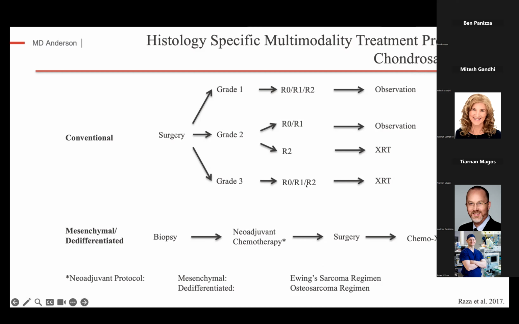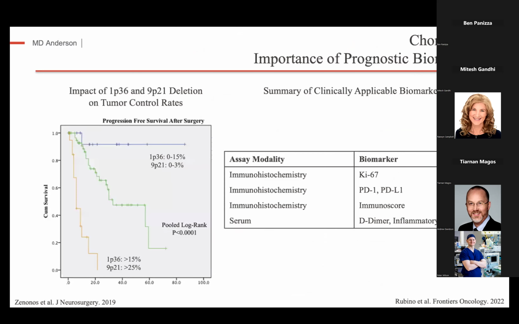And then with the grade 3 chondrosarcomas, regardless of extent of resection, the data shows that adding on postoperative radiation therapy is key. And with the mesenchymal and dedifferentiated chondrosarcomas, these tend to be much more extensive multi-compartmental tumors, so they end up getting a biopsy anyways. With the biopsy demonstrating mesenchymal and dedifferentiated subtype, we start out with neoadjuvant therapy. Then, based on the extent of necrosis as a result of that neoadjuvant chemotherapy, that helps tailor the postoperative chemoradiation therapy strategy.